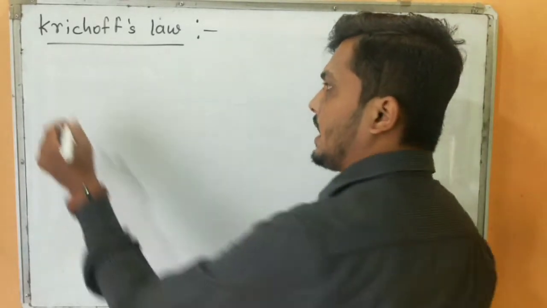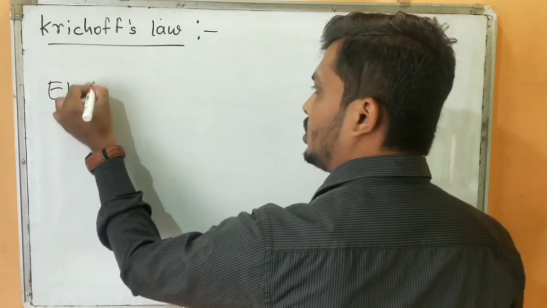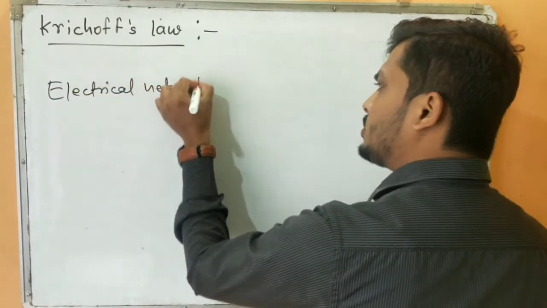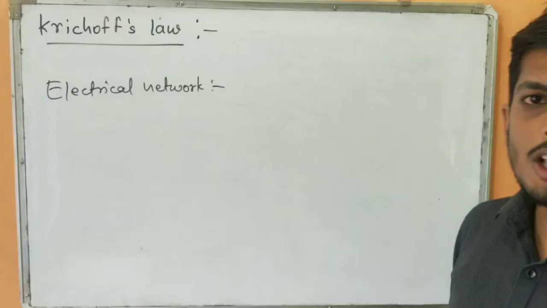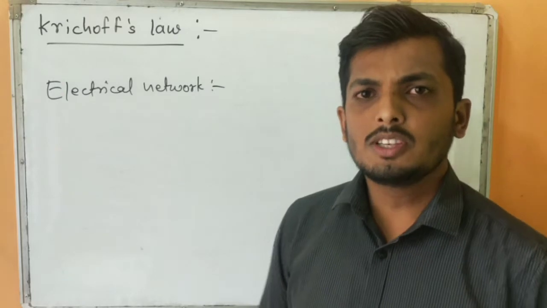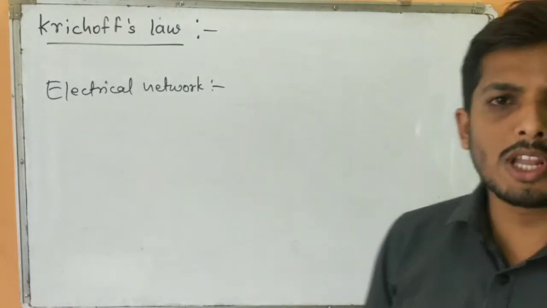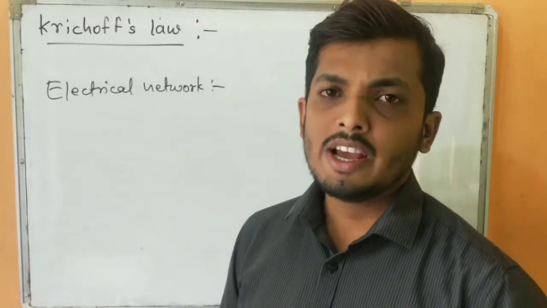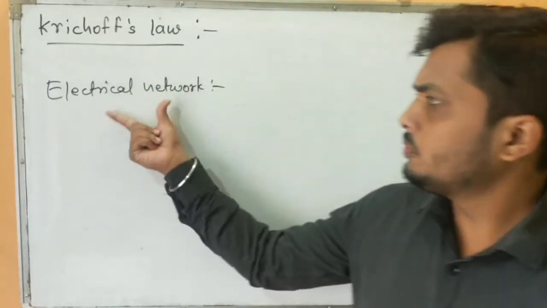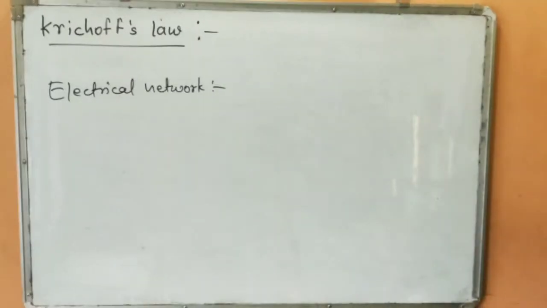The first thing is the electrical network. You should know the electrical network. The purpose of studying Kirchhoff's law is that now we are going to have two or more conductors, and we are going to see what changes take place in the potential, whether it is current or resistance. So in order to study this, we'll first study certain terms associated with Kirchhoff's law. The first one is the electrical network.